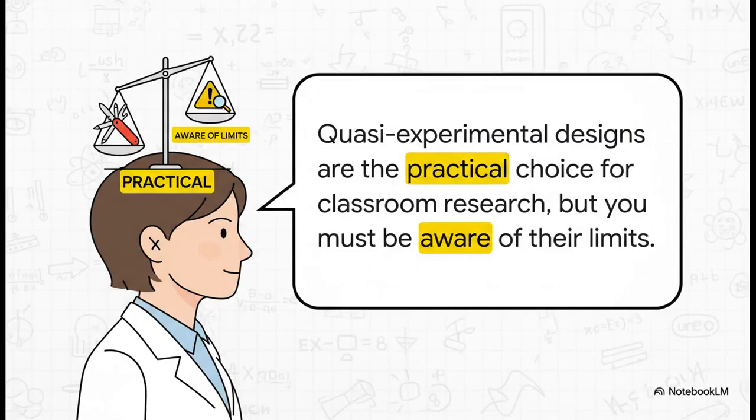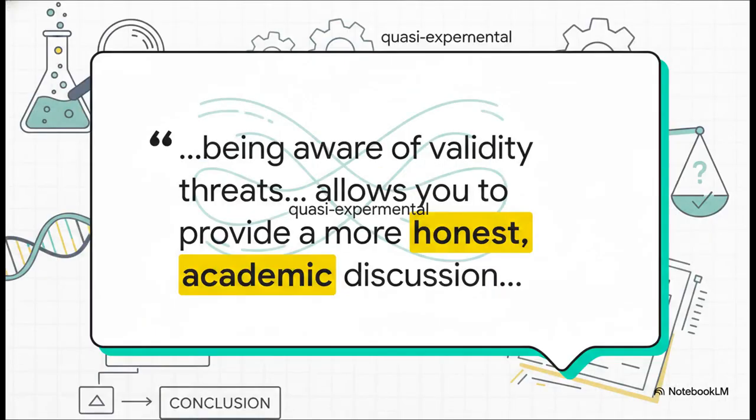And that really is the bottom line here. For most of you doing research in a real school, the quasi-experimental design is going to be your best friend. It's practical, it's possible. But what separates a good researcher from a great one is knowing the limits of your design and just being totally upfront about them. And I really want to leave you with this idea. Being aware of all these potential threats isn't a sign of weakness, it's your greatest strength.